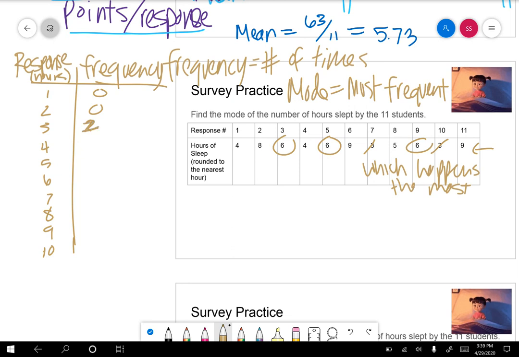Okay, and then we also have 2 people who got 4 hours of sleep. So we're going to write 2 there again. 5, there's only 1 person, so we're going to put 1. 6, we know there were 3 people who wrote 6. 7, nobody had 7 hours of sleep.